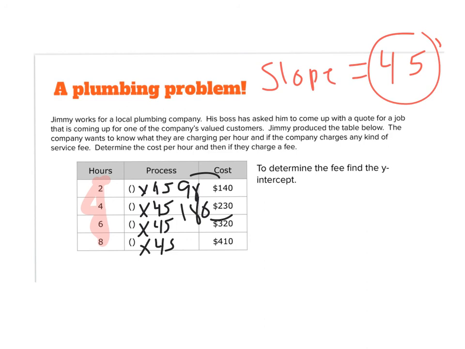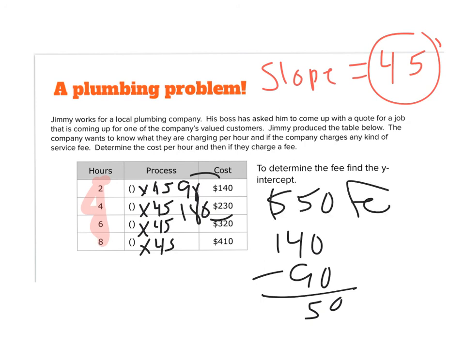So to determine that, I need to figure out, well, what do I add to 90 to make 140? What am I going to add to 180 to make 230? And so on. So in this case, we can just find the difference between 140 and 90. So that means that on top of the $45 an hour, I'm also charging a $50 fee because that's my y-intercept.